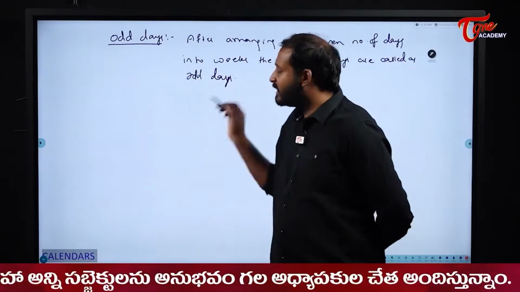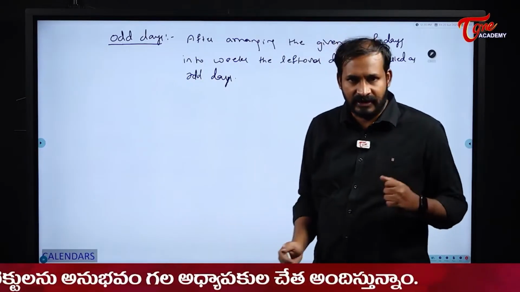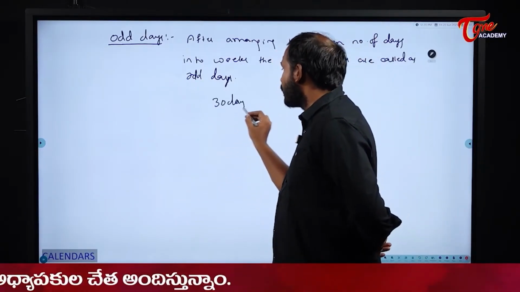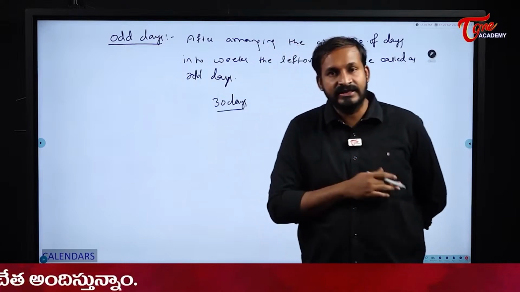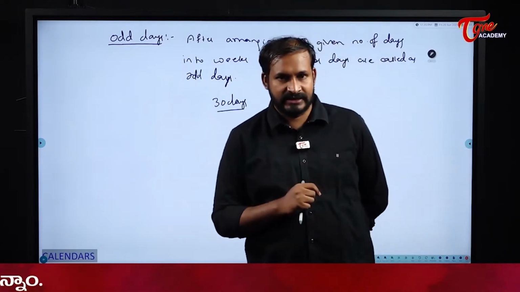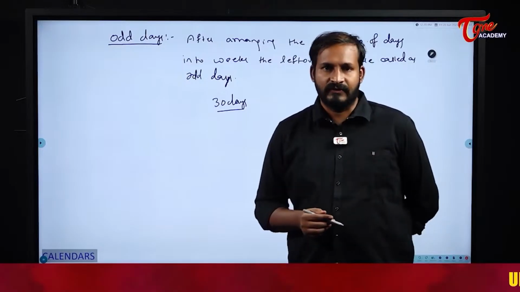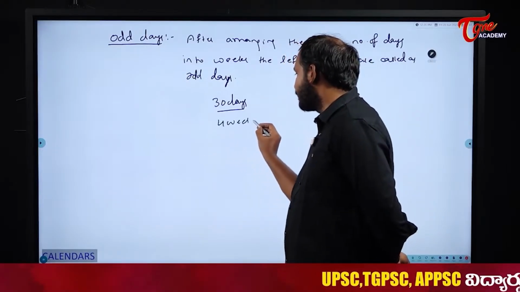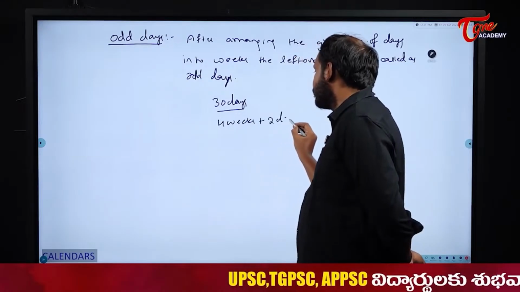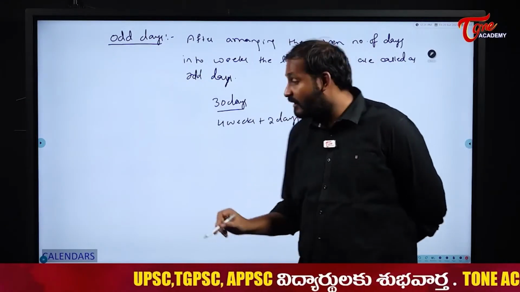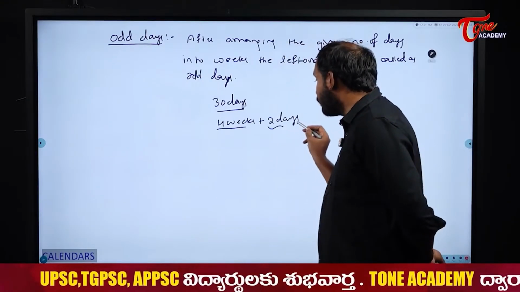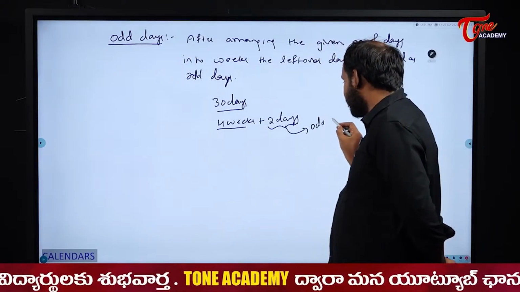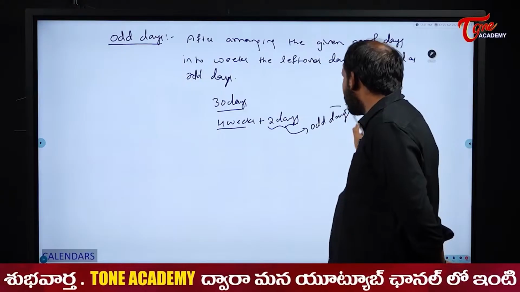See, sir, what is meant by arranging the days and the leftover days? For example, if you have 30 days, how many weeks can you arrange in these 30 days, students? You can arrange just 4 weeks. Why? Because 7 4s are 28. So we can arrange this as 4 weeks plus 2 days. So after arranging the given number of days into weeks, the leftover days are called odd days.